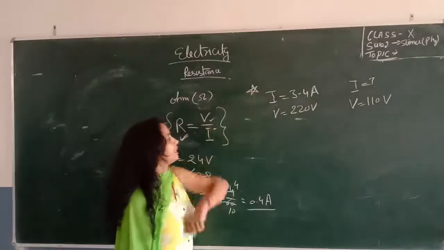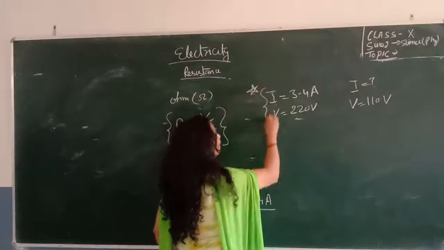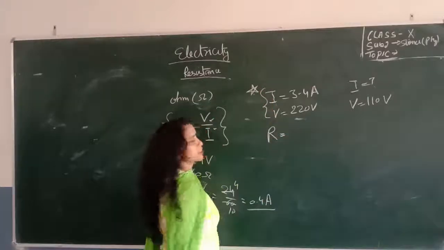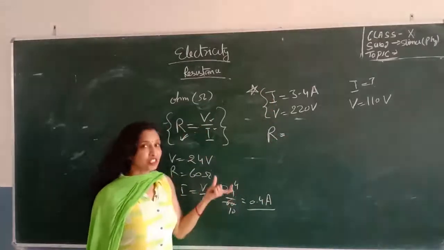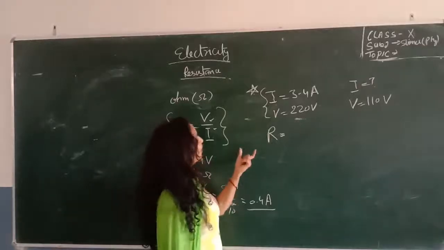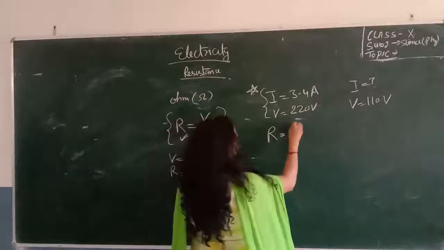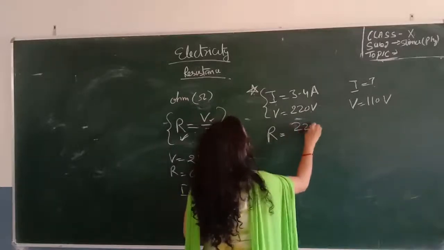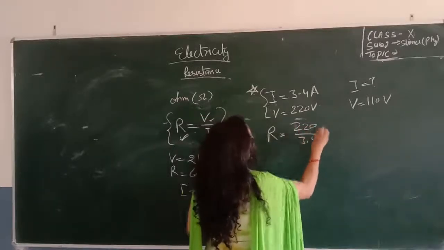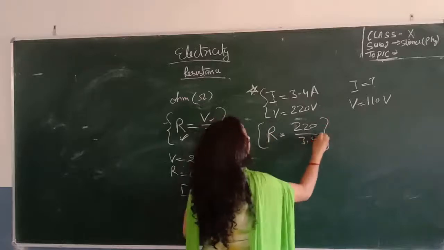So you can say that from the first part we can find out the value of resistance, because the resistance is a constant value, it does not change. So we can find out the value of R by using Ohm's law. R is equal to V upon I. It is 220 upon 3.4. So this is the value of resistance in a circuit.